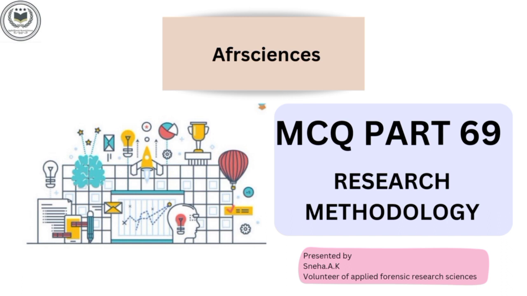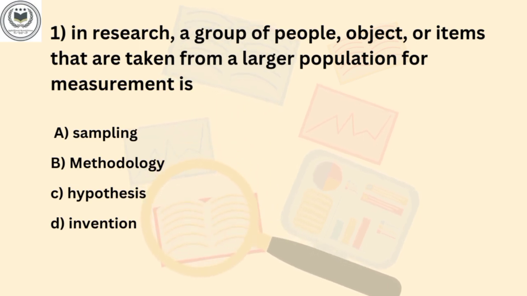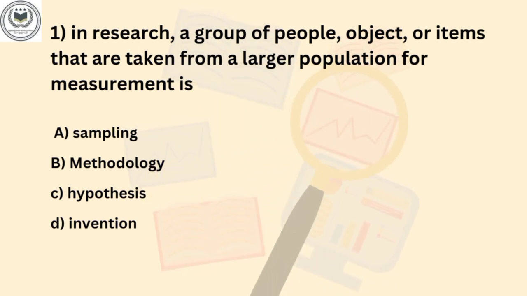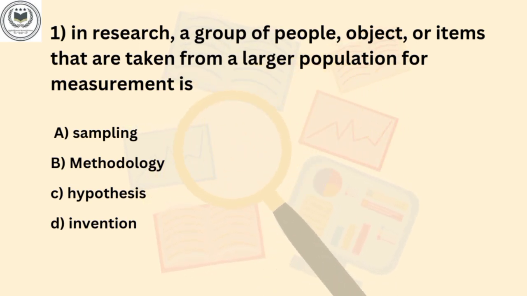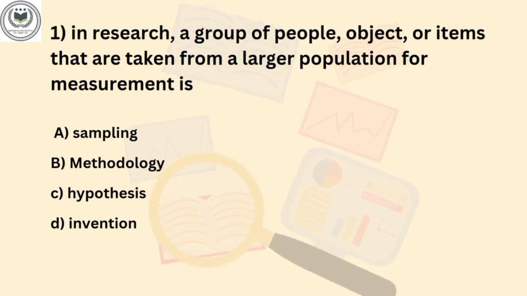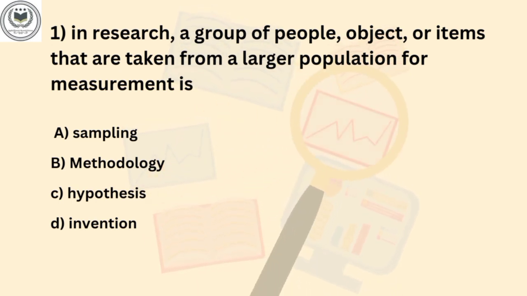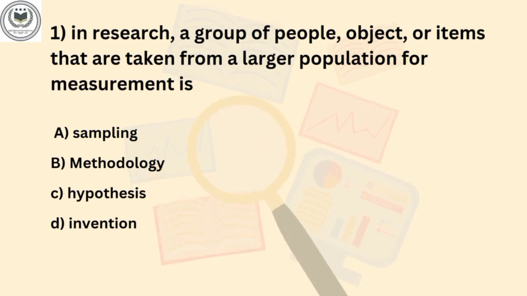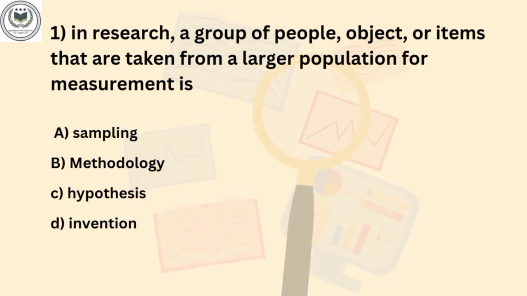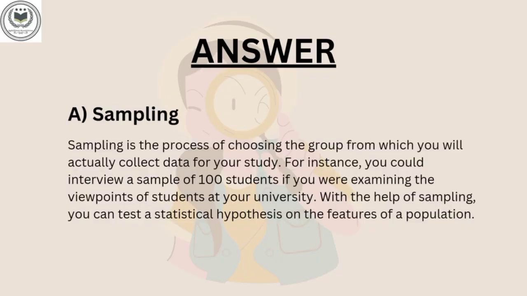Today we are going to look at MCQ part 69 on the topic research methodology. First question is, in research, a group of people, objects or items that are taken from a larger population for measurement is option A sampling, option B methodology, option C hypothesis and option D invention. The answer of first question, option A sampling.